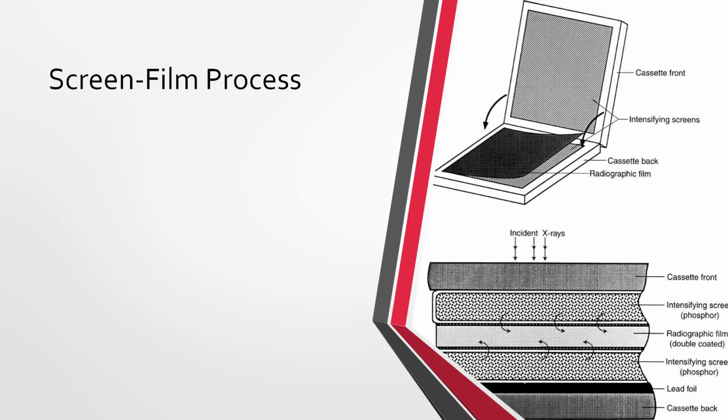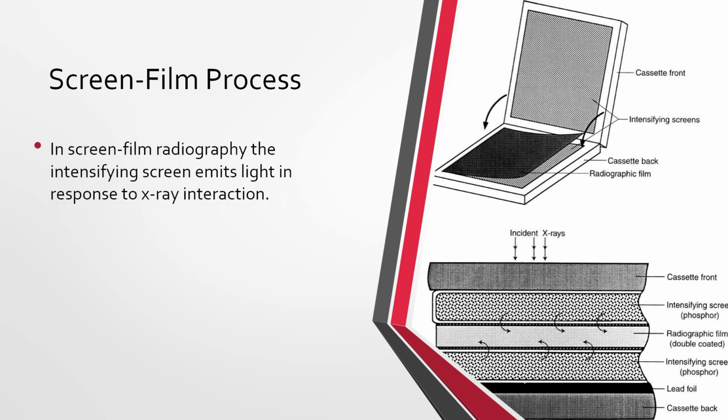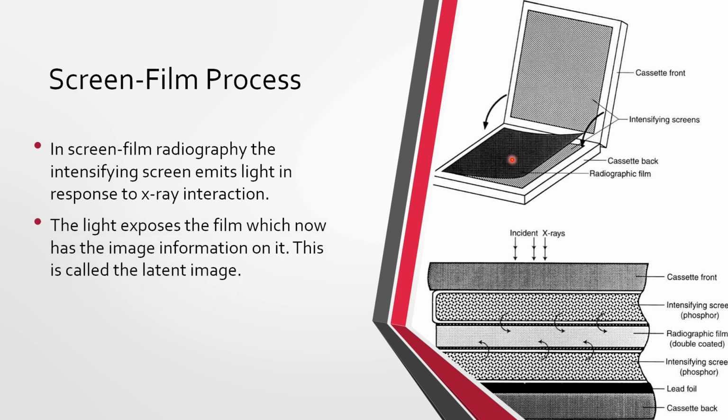We'll go ahead and take a look at the film screen process, as it has similarities to computer radiography. In screen film radiology, the intensifying screen emits light in response to X-ray interaction. So this is the cassette. There's a physical film that would capture the image, and the intensifying screen, which was made of phosphors, would actually emit light, and the light would expose the film. The light exposes the film, which now has the information on it.